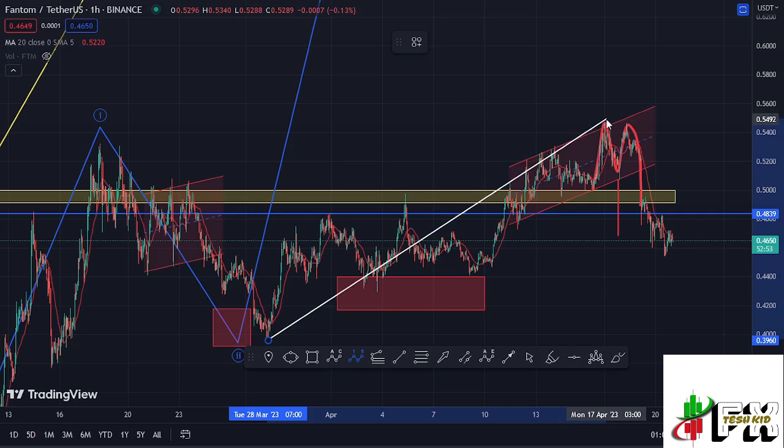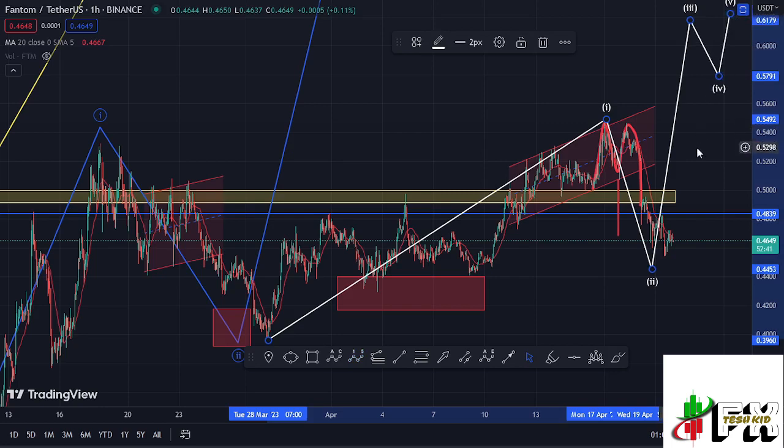$0.5492 mark. And whatever we are seeing at the moment is a corrective structure to the lower side in the formation of this wave 2 before we can start gearing up in the formation of that wave 3, then expect a wave 4, then a wave 5 to the upper side.